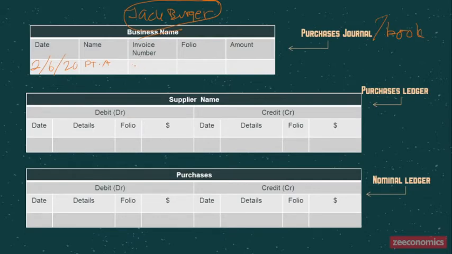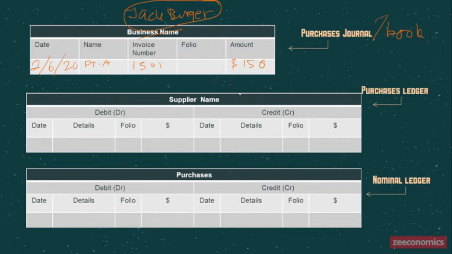So include the invoice number, for example I501, and then leave the folio blank for now, and the amount. What is the amount of your purchases from the supplier? Let's say you make a purchase worth $150. So there you have it. You have listed your first transaction with PT A, and the invoice number is I501 with the amount of $150.